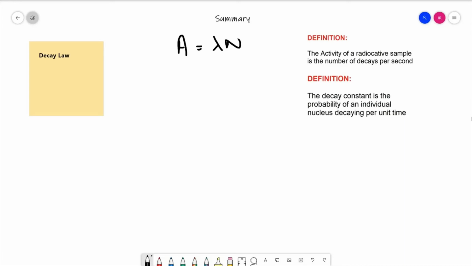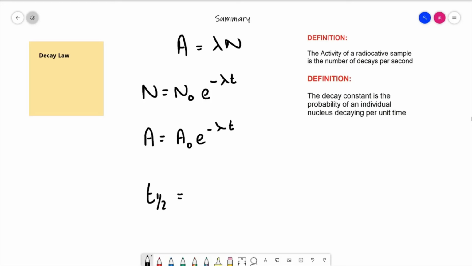We then managed to derive the decay law, which is N is equal to N naught e to the minus lambda t. We also said that the activity will follow the same mathematical decay, that exponential decay, so A is equal to A naught e to the minus lambda t. And then finally we linked together half-life and decay constant, and we said that t half, the half-life, is the natural log of 2 over lambda.